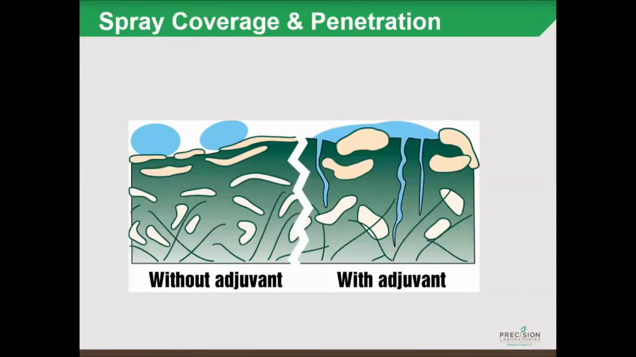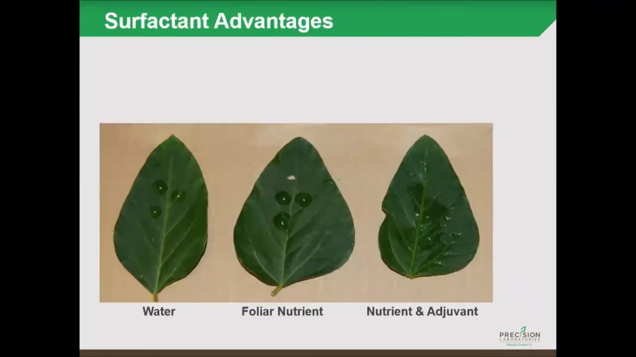Without an adjuvant, the water droplets want to bead up on top of the leaf surface. With a surfactant or an adjuvant, we will help spread it out, and it's going to find entry sites and help promote penetration through the cuticle, past the leaf hairs that might be present on some weeds and crops or plants. This is a soybean leaf, but it's indicative of most leaves.